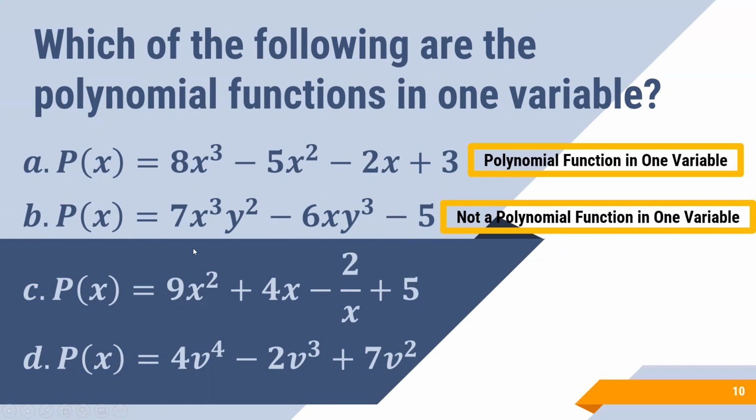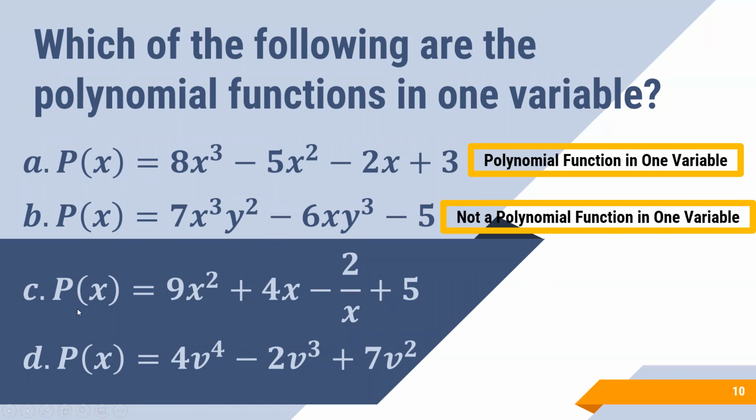And itong letter B naman, which is P of x is equal to 7x cubed y squared minus 6xy cubed minus 5, is not a polynomial function in one variable because meron na tayong dalawang variable which is x and y.